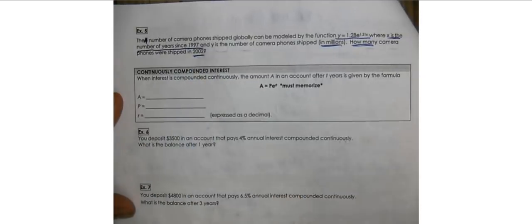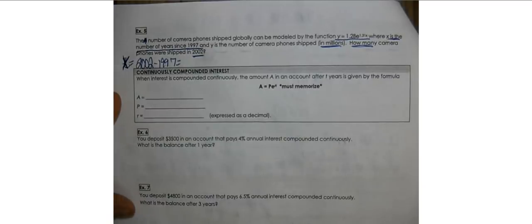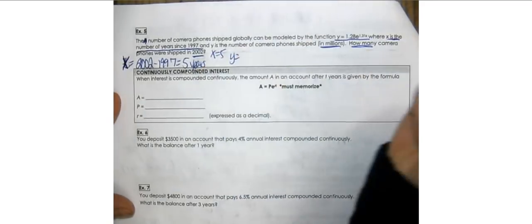So we need to figure out what our x value is going to be. If x is the number of years since 1997, we need to figure out how many years 2002 is away from 1997. So my time, my x value, is going to be equal to 2002 minus 1997, which is equal to 5 years. So we're going to let x equal 5. I'm going to write y equals 1.28 e to the 1.31 times 5 power.